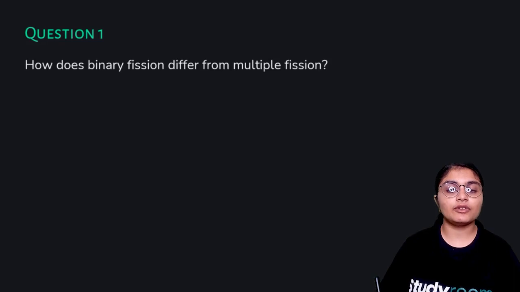Also, we have to mention the examples that we have for binary fission and multiple fission respectively, that is amoeba and paramecium for binary fission, and the malarial parasite known as plasmodium for multiple fission. So this is how we'll be drawing a tabulated format for these three differences, and then mentioning the example that we have.